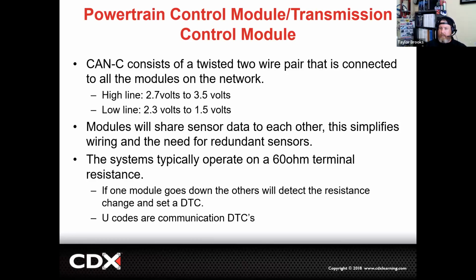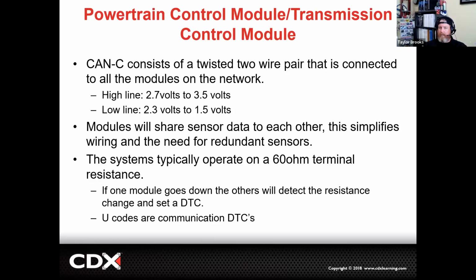Now, that is a generic code, and then we can have potentially other communication line codes pinpointing what module has gone down, causing us to have an issue with communication. Now, communication codes, U codes, are a little bit more difficult to diagnose. However, I gave you the breakdown of the voltages and I gave you the breakdown of the resistance. It's really not too terrible to diagnose.